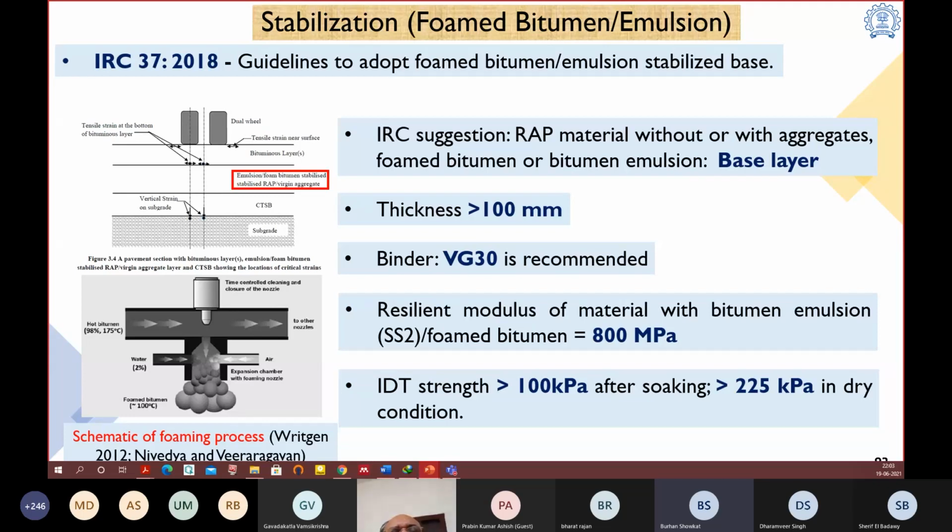So VG30 binder is recommended, and residual modulus, although being within a certain range, it has to be 800 MPa, and these are the requirements for the IDT strength.